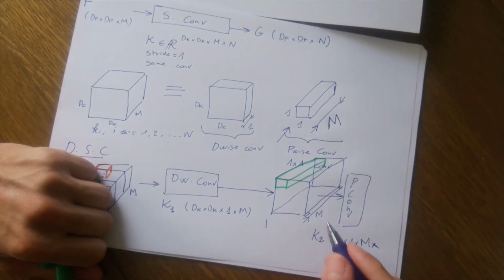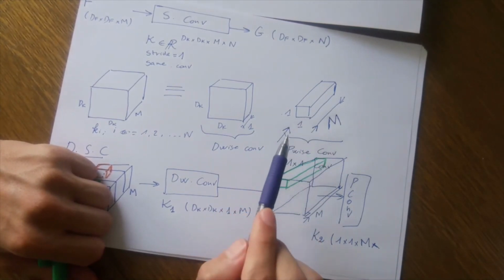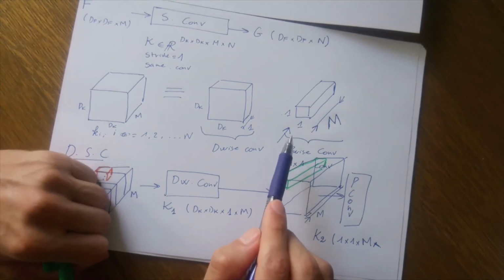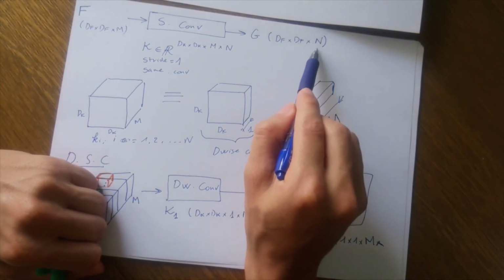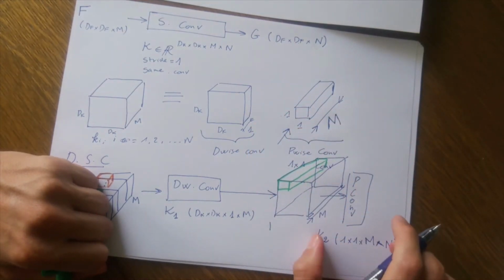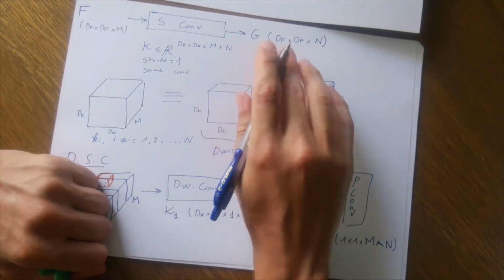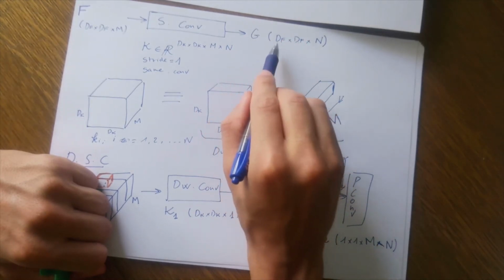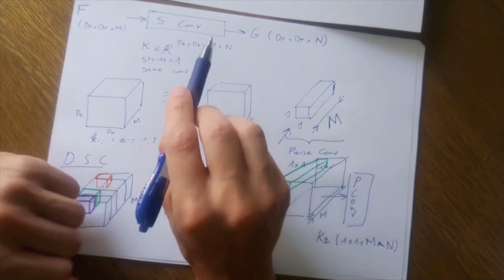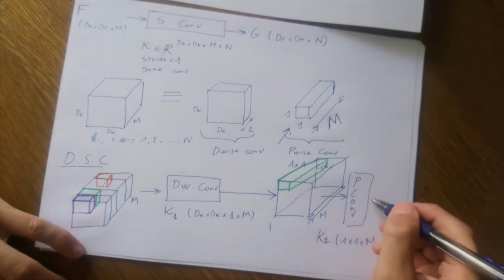Now, what is the number of these one by one kernels? The number should be n, because the depth of the output we have here is n. So to get this depth, we need n kernels. And in this way, we would get an output G that has the same dimensions as the output that corresponds to standard convolutions. We get the output here.